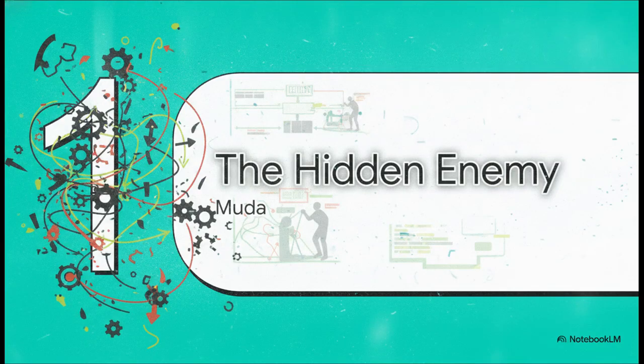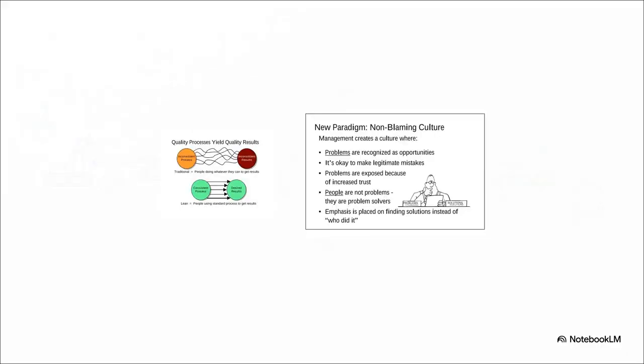All right, Section 1, the hidden enemy, Muda. Now, to actually defeat Muda, we've got to first recognize what it looks like when our processes just lack standardization. And this brilliantly illustrates the stark difference between traditional thinking and lean thinking. In a traditional environment, an inconsistent process leads to messy results. That lack of standard processes creates a toxic culture of blaming individuals. But in contrast, a consistent lean process creates a non-blaming culture where problems are recognized as opportunities. People aren't the problems, they are the problem solvers.